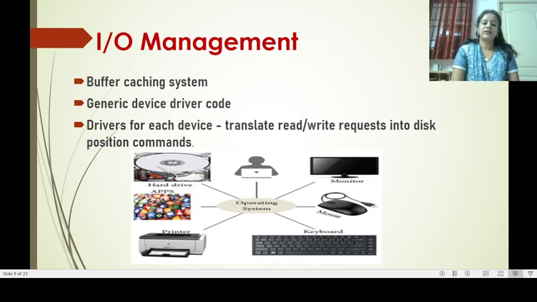Input output management. As we know, the operating system acts as a resource manager. It manages all the computer resources such as monitor, mouse, keyboard, printer, and hard disk, and that is why it is called a resource manager. Just as a bank manager manages all the activities within the bank, the operating system manages all the computer resources in an efficient manner. That is the main goal or objective of the operating system in input output management.